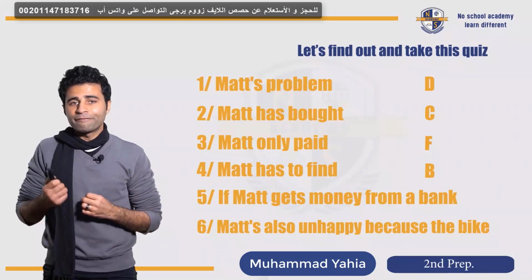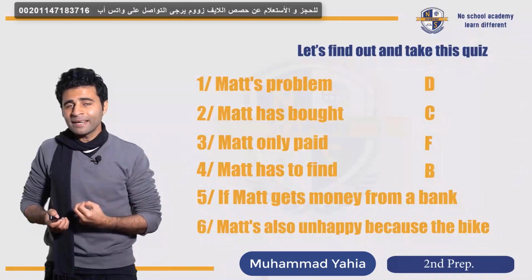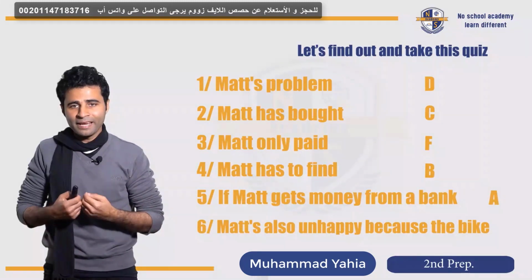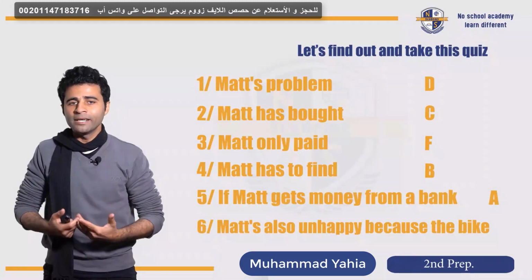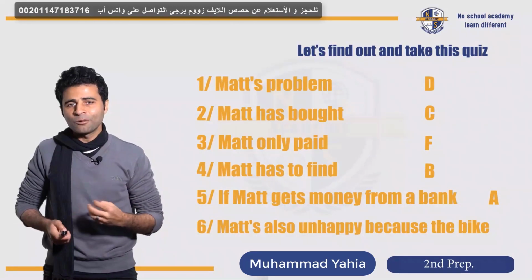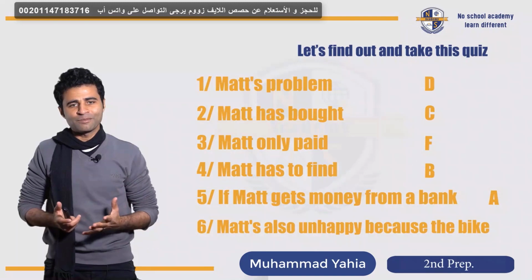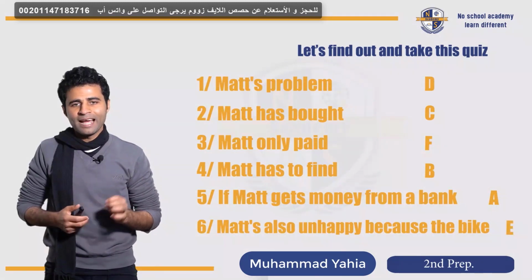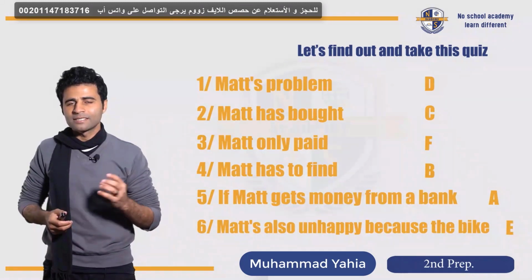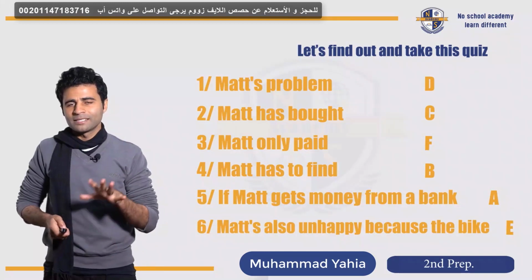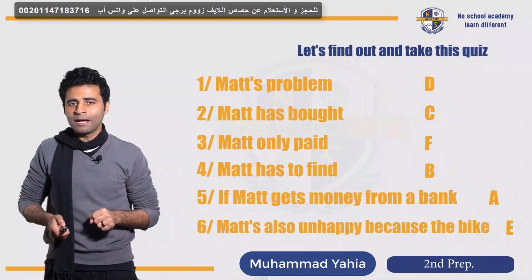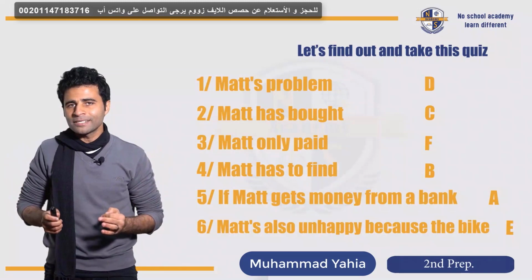Number 5, if Matt gets the money from a bank, he will have to pay even more money. Number 6, Matt's also unhappy because of the bike. What happened to the motorbike? Letter E, it has stopped several times. That is the quiz we have for now. And great job, my dear students.